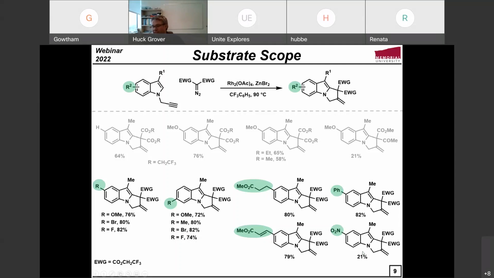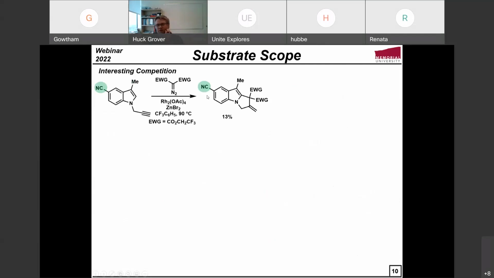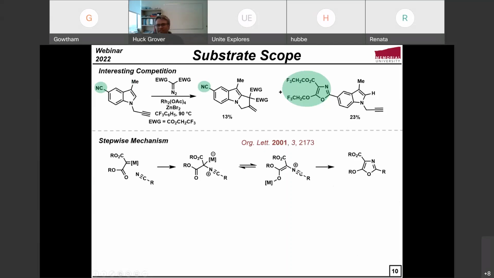We decrease the nucleophilicity of the indole, and we start to see dramatically lower yields. We can see this when we have a nitro group on the benzenoid ring, but also when there's a cyano group, although I would like to mention that under these reaction conditions, we also get a competitive oxazole formation, which is actually a known literature reaction, and we were able to optimize this a little bit further to functionalize both the 2 position, giving the annulated product, as well as forming the oxazole at above 50% yield, although I don't have that shown on the slide here.